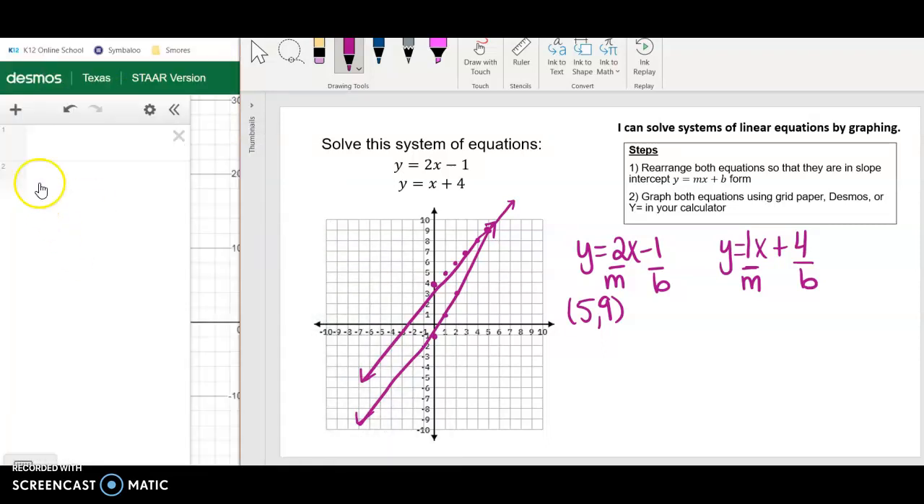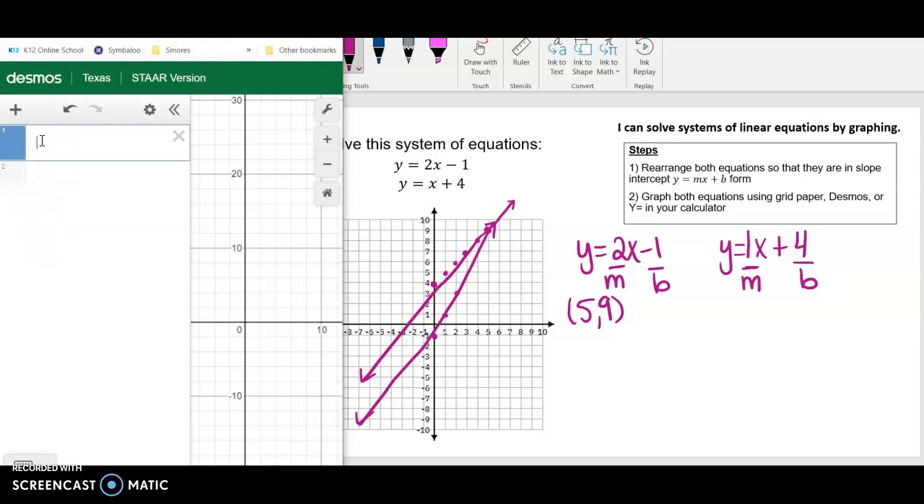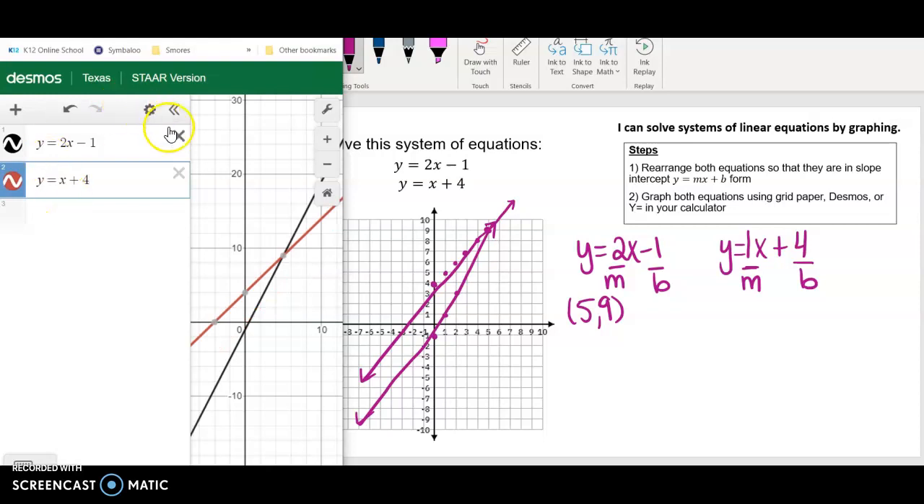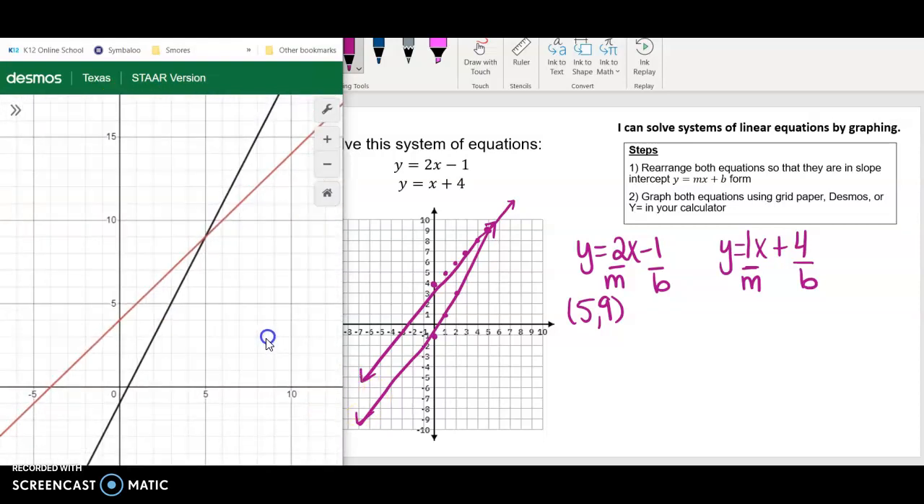Like I said, you can also do this using Desmos. So you can type each of your equations in, y equals 2x minus 1, and then hit enter, and then type in y equals x plus 4. And then now you can see it's graphed both of these lines. And then when you click on the intersection point, it will tell you its coordinates. So the intersection point is at 5, 9.